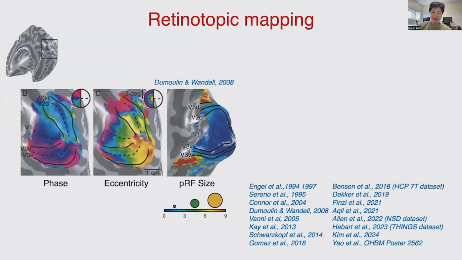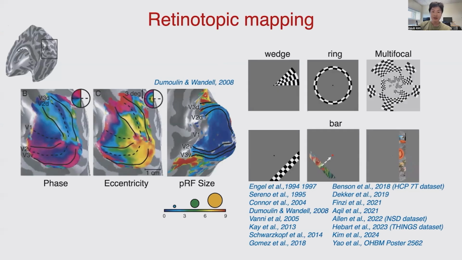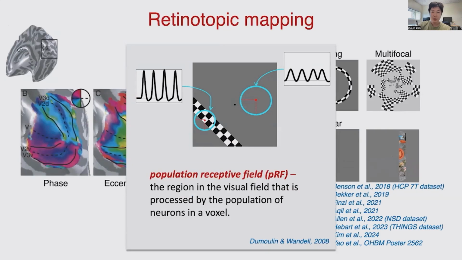Retinotopic maps, which characterize the relationship between the field of view of the external world and the brain, have been extensively characterized across multiple labs and at the individual level. To obtain these retinotopic maps, we typically use stimuli like rotating wedges, expanding rings, and moving bars. These stimuli stimulate different parts of the visual field one by one. We use the population receptive field model to estimate the region in the visual field that is processed by the population of neurons in a voxel.